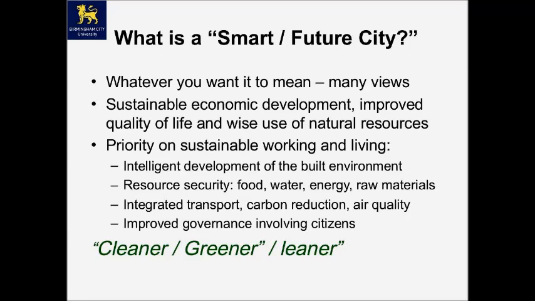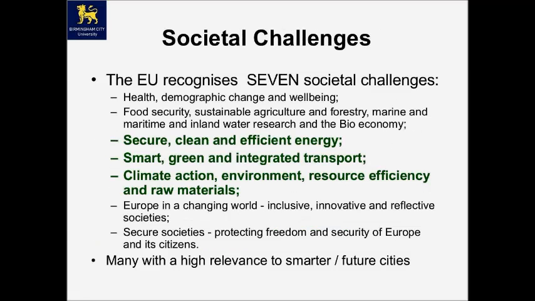And critical within this mix as well, I think, is improved governance, which involves citizens, so putting people at the centre of the changes being made in the city, because at the end of the day, they're the people who live and work and play in it. So I guess from our perspective, silly little statement, but cleaner, greener, leaner is a pretty good way to summarise where this particular project is focusing.